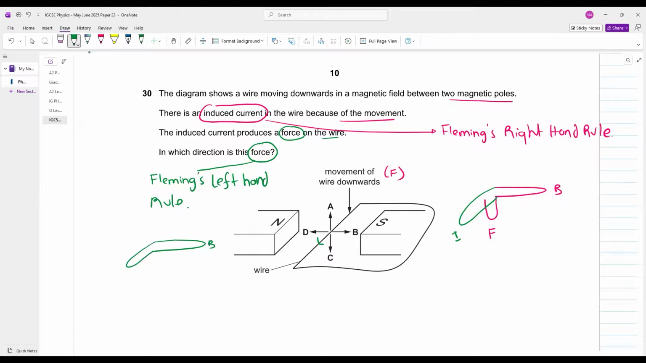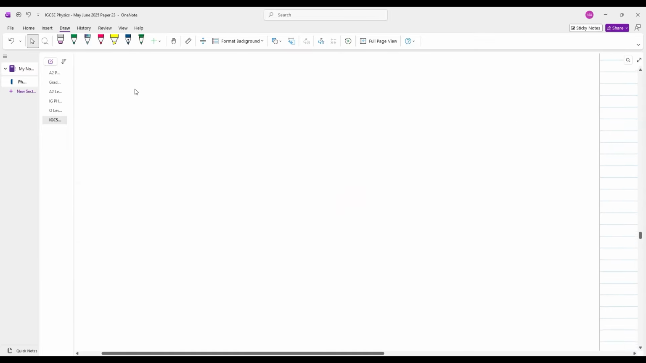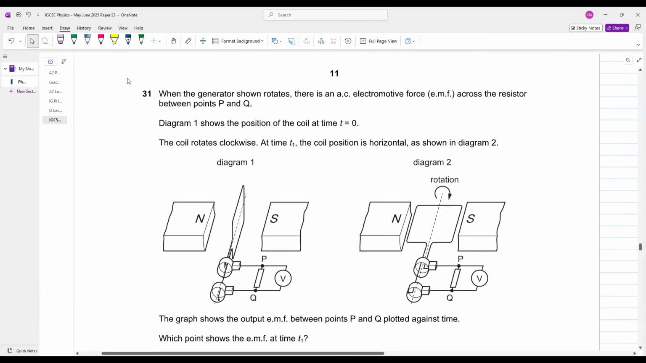करंट आ रहा है बाहर. अप्लाई करो. Where will your force point? The force will point in the upward direction. Your thumb will point in the upward direction. That is option A. So 1 to 31.